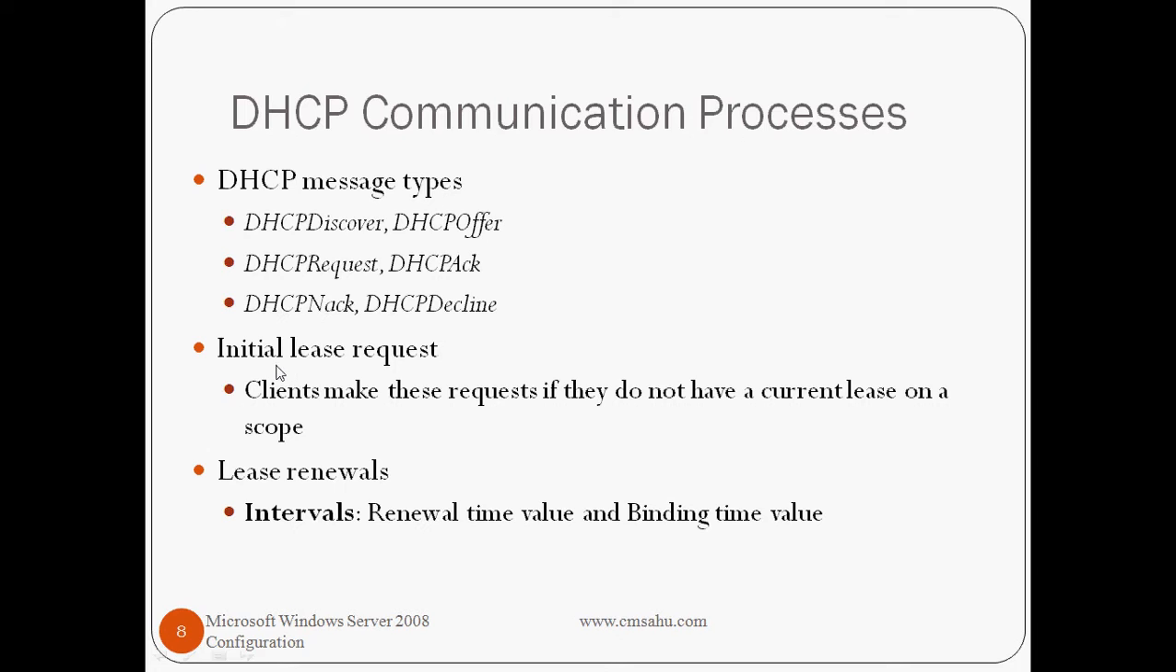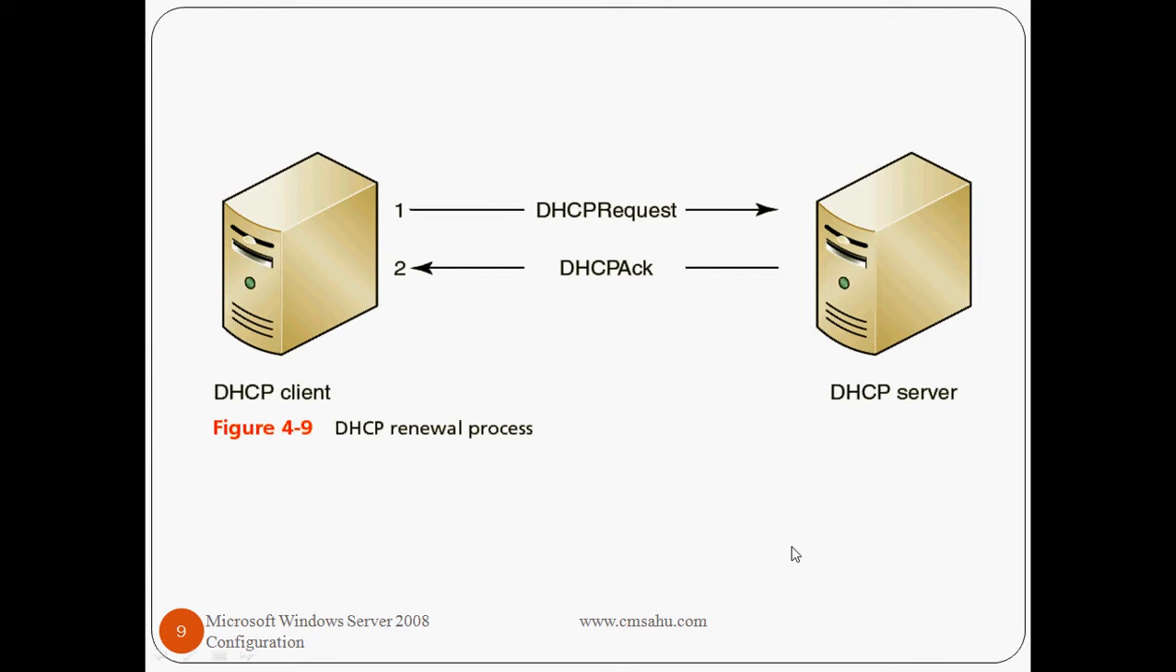And the initial lease request, I think the client makes this request if it does not have a current lease on a scope, and the lease renewals, intervals, renewal time value, and rebinding time value. So this is exactly how the DHCP renewal process works, how the client does the renewal and how DHCP does the renewal process.